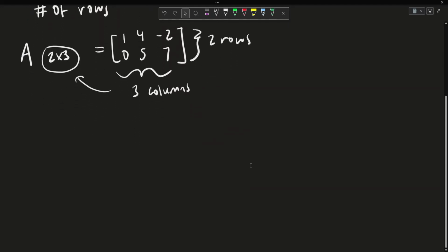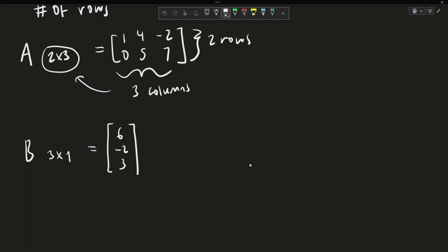Similarly, let's say we have a matrix B, which is 3 by 1. Let's say this matrix is [6, -2, 3]. You might notice that this is a column vector, which we can use to demonstrate a vector in 3 dimensions. But once again, there are 3 rows and 1 column.